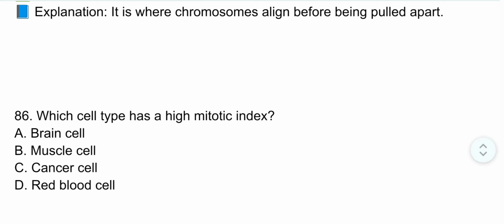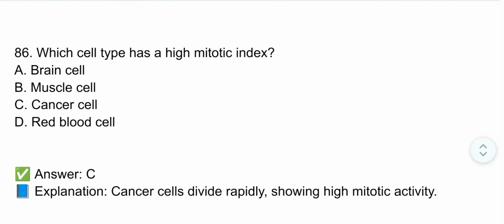Question number 86. Which cell type has a high mitotic index? The correct option is option C, cancer cells. Cancer cells divide rapidly, showing high mitotic activity.